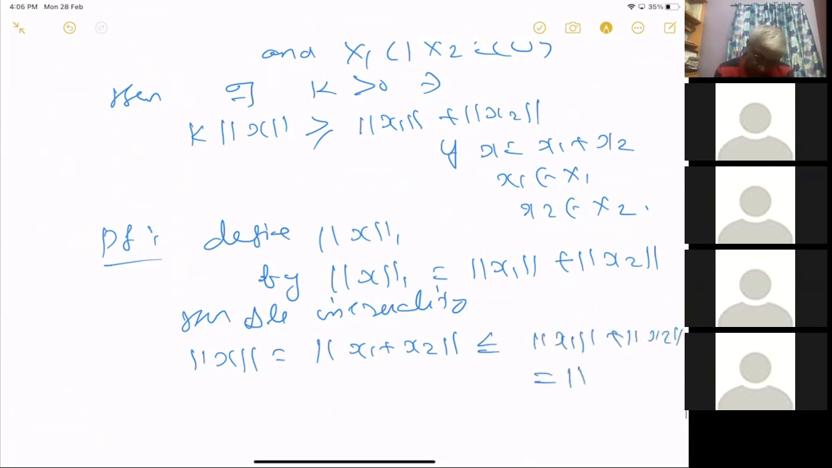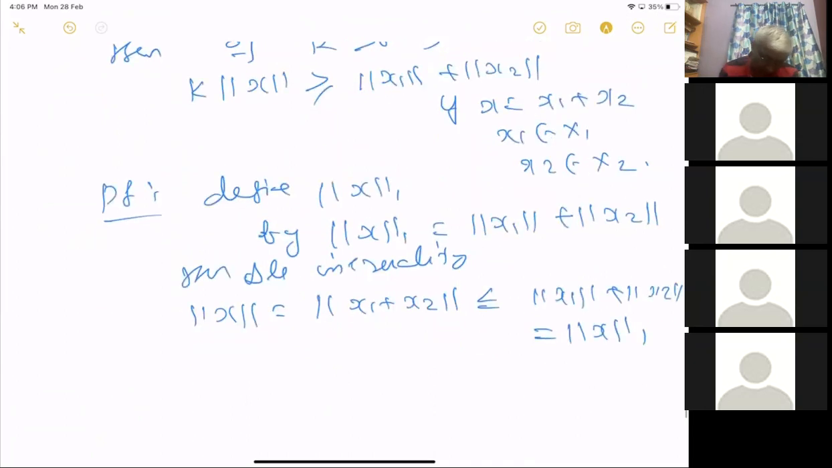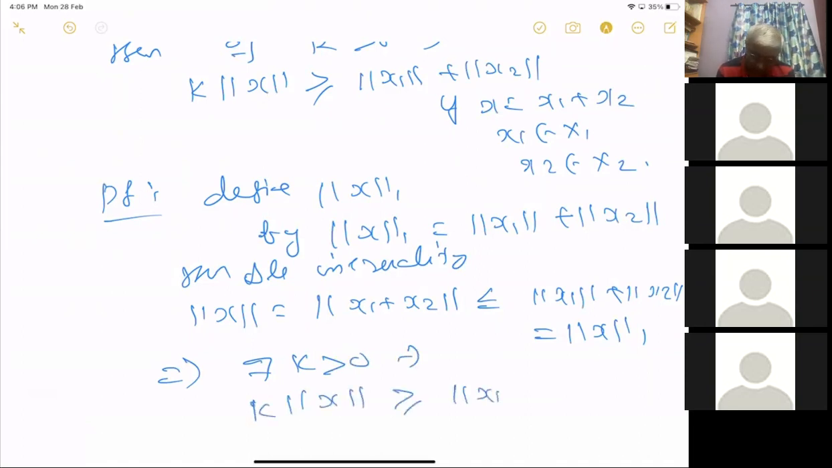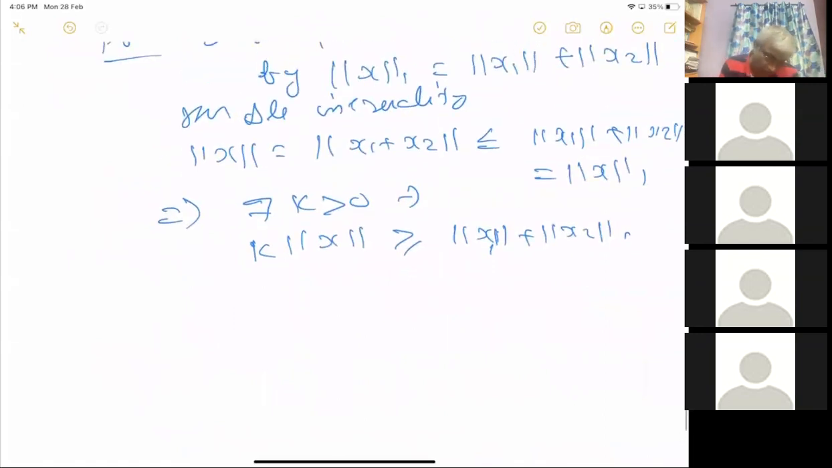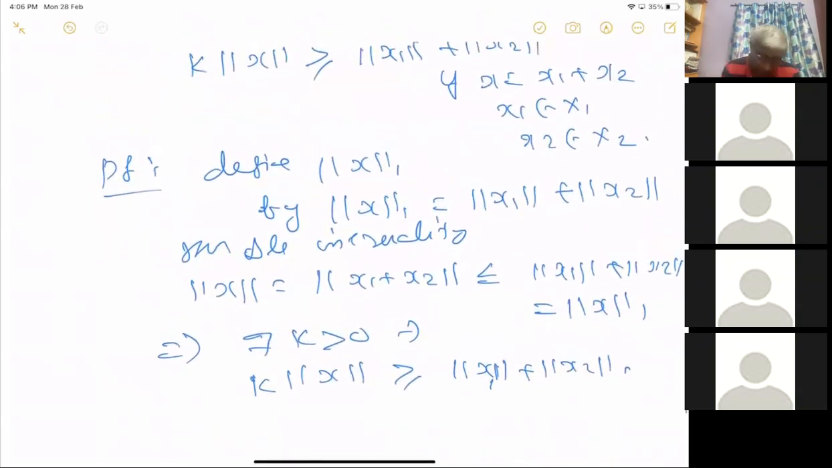So this implies, by the earlier theorem, there exists a K greater than 0 such that K times norm x is greater than or equal to norm x1 plus norm x2. So this is just an application of the open mapping theorem. Usually the application is, if you have a bijection, then the inverse is automatically continuous. So that's the most important thing.